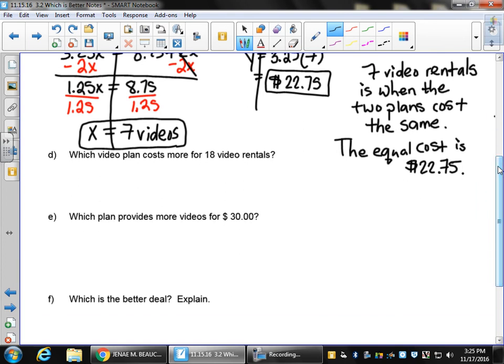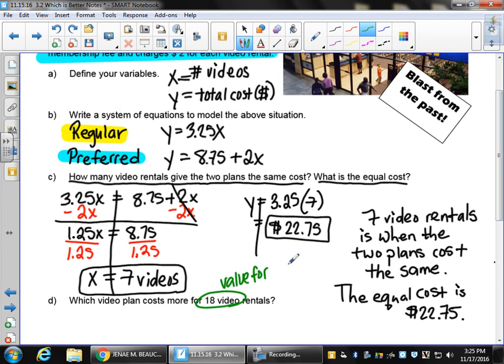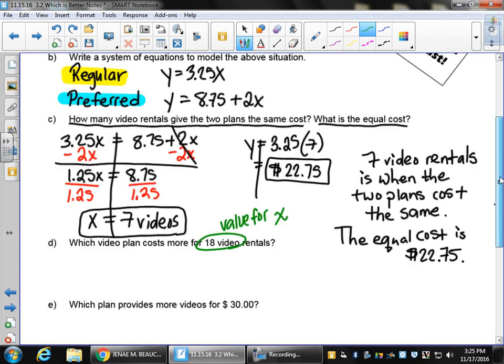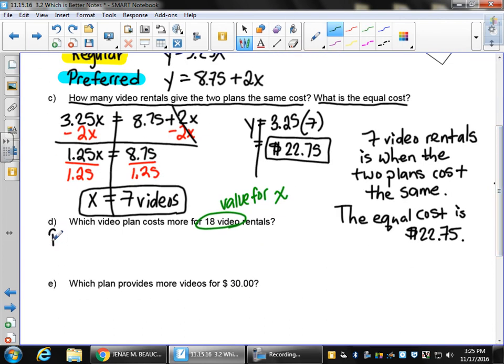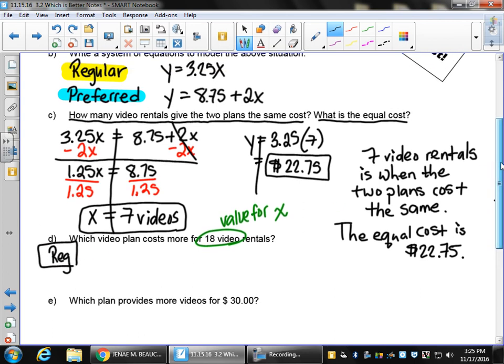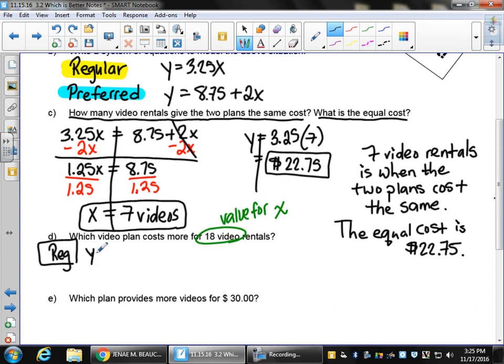Follow-up questions. Which video plan costs more for 18 video rentals? 18 videos is a value for, look at your variables, videos is X, so value for X. We've got regular. Let's do regular first. Keep my equations in sight here. So for regular, that would be y equals 3.25 times 18. 3.25 times 18 is 58.50.